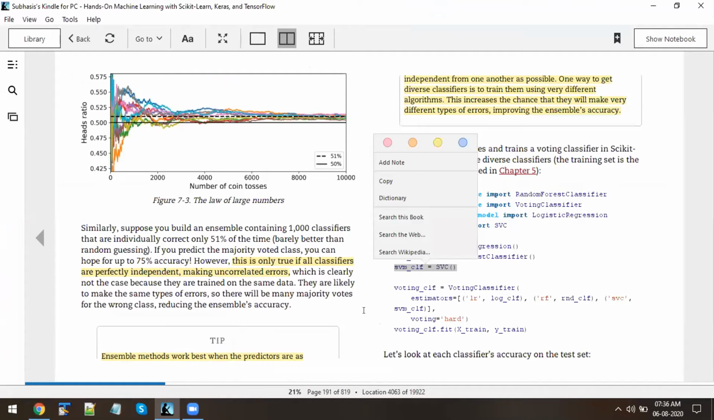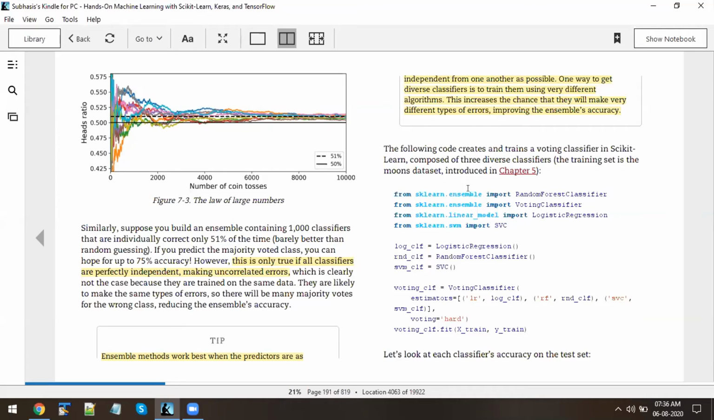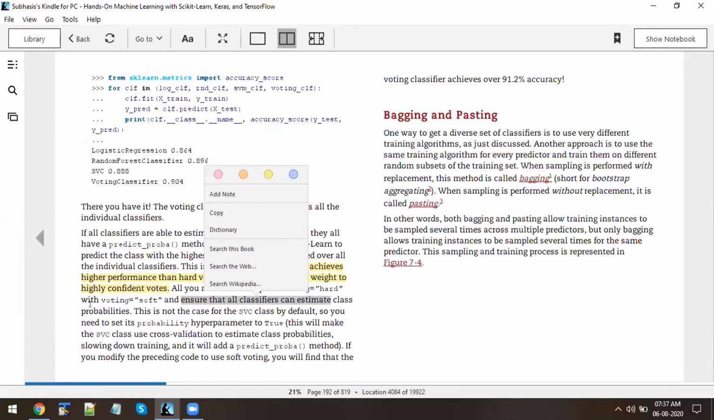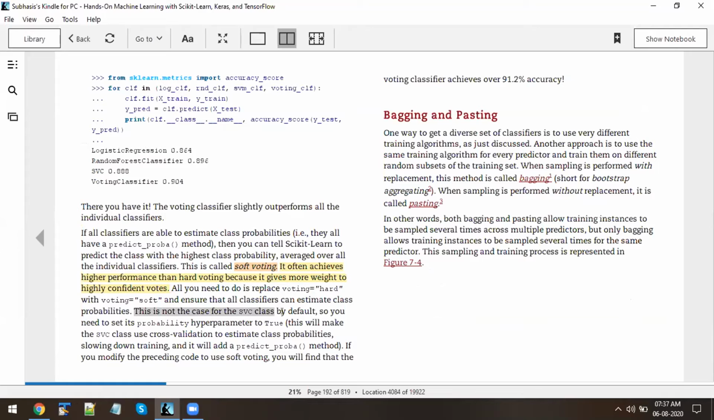Same thing they're mentioning here, I think. If all classifiers are able to estimate class probability, that is, they all have a predict proba method, then you can tell Scikit-learn to predict the class with the highest class probability, averaged over all the individual classifiers. This is called soft voting. It often achieves higher performance. All you need to do is replace voting equal to hard with voting equal to soft, and ensure that all the classifiers can estimate class probability. This is not the case for the SVC class by default, so you need to set its probability parameter to true. This will make the SVC class use cross-validation, and it will add a predict proba method.